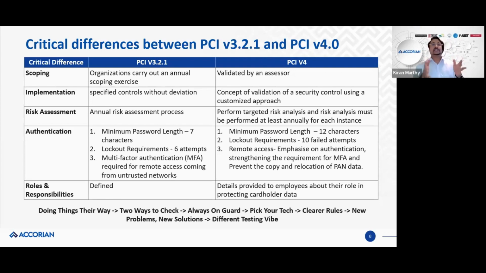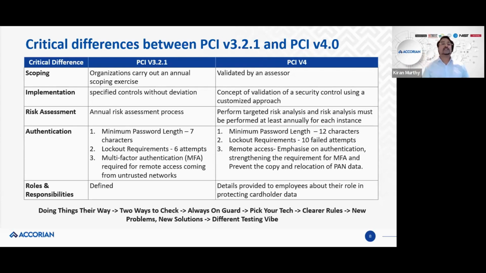For the organization, this means they must have tougher passwords, make everyone use multi-factor authentication when accessing the card info, check privileged accounts, check user accounts, provide more training for the team, and do a thorough risk check. It's all about keeping data safe and sound. If you also look at some of the changes from the scope validation standpoint, initially it was an annual exercise that the organization used to take. Now it should be validated by an assessor. That's one of the bigger changes.